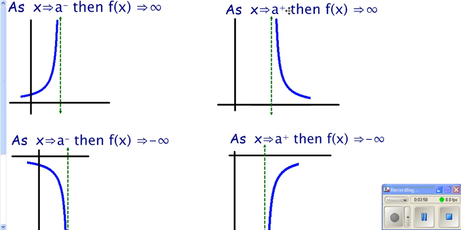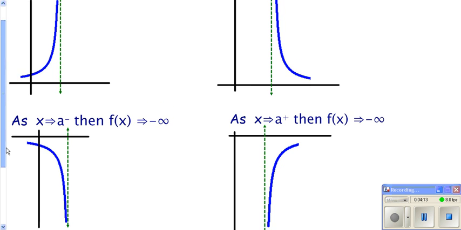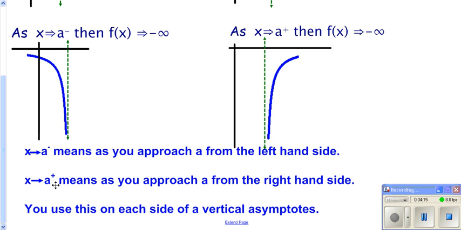When you have a little plus afterwards, kind of in the exponent notation, that means you're coming in from the right. So as you come in here from the right-hand side, what happens? Well, it goes up forever and approaches positive infinity. Or in the bottom one down here, as you come in from the right to this line, what happens to your function? It goes down forever, approaching negative infinity.